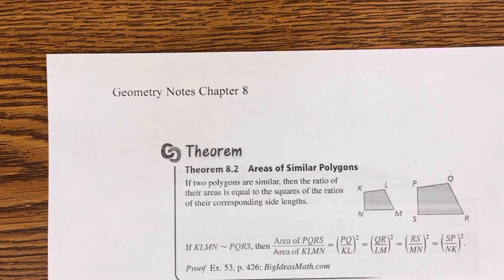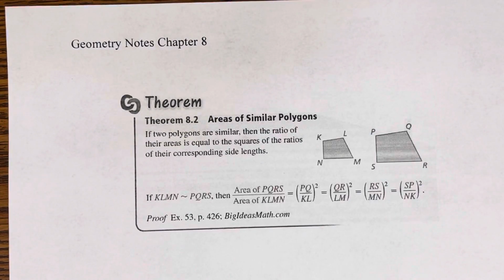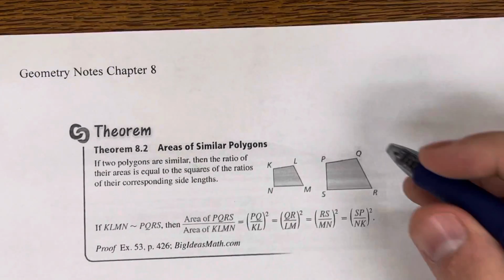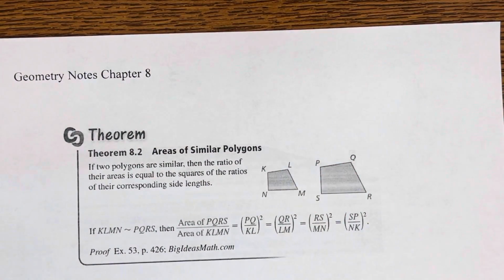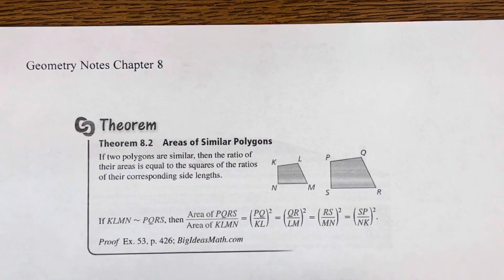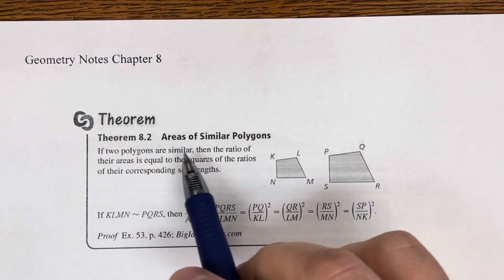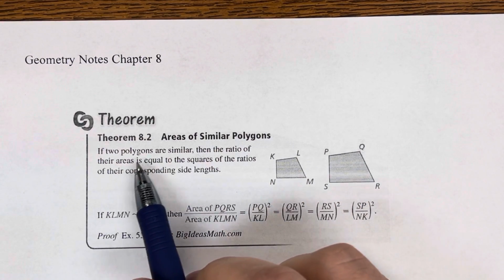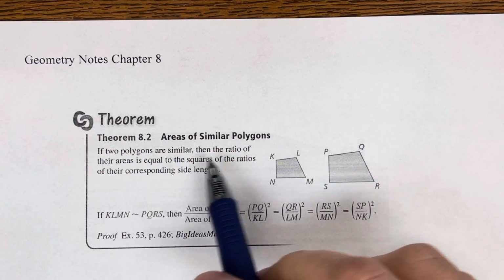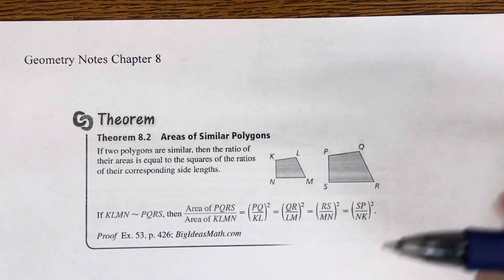Areas of similar polygons. Now, the area ratio for similar polygons is not going to be equal to the scale factor. It's equal to the scale factor squared. So I have to find the scale factor and then square it in order to set up the ratio of the areas. All right, so it says if two polygons are similar, then the ratio of their areas is equal to the squares of the ratios of their corresponding side lengths, which is that scale factor.